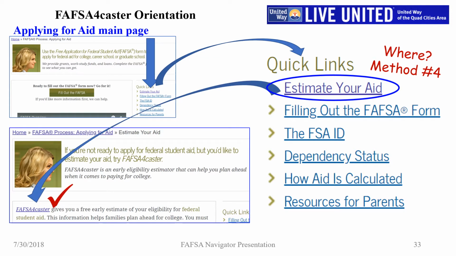Click on Estimate Your Aid, and at the new web page, look in the lower left, and there is a direct link to the FAFSA Forecaster. That's the third and fourth methods, with both found at studentaid.ed.gov. 4 methods done and 2 to go.